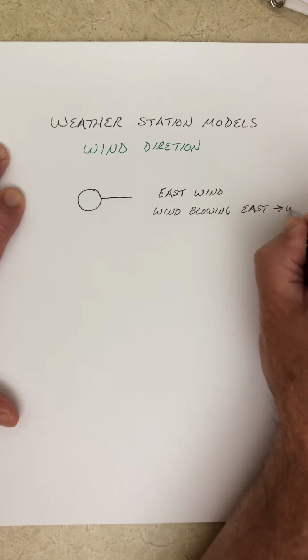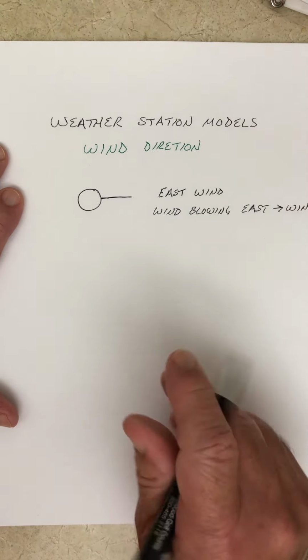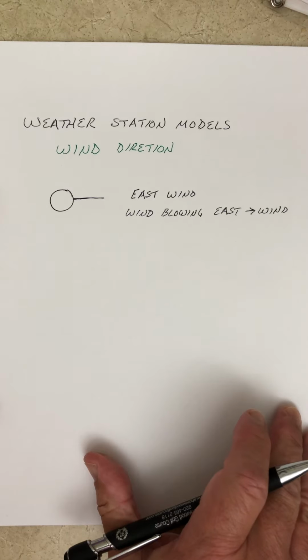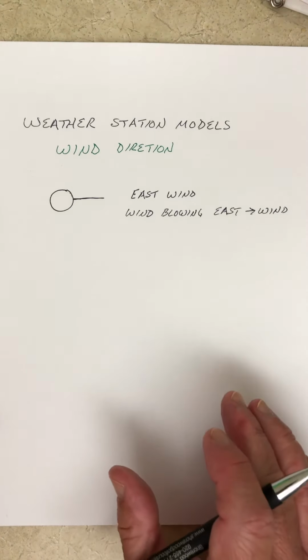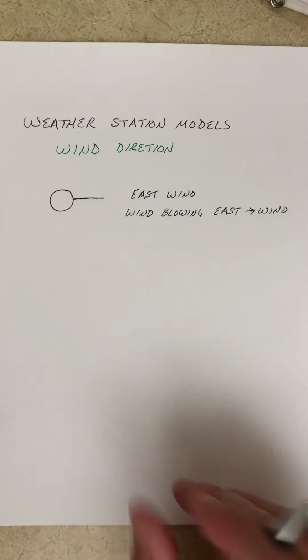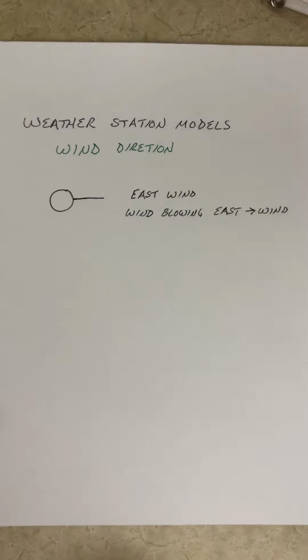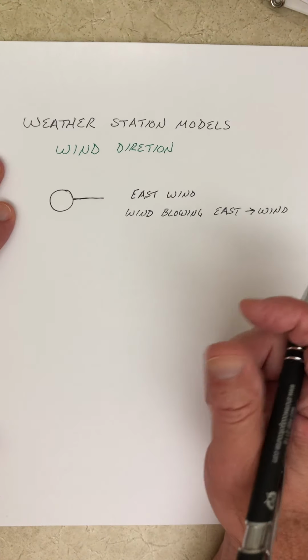Okay, so if you live on the shoreline of Lake Michigan, and so Sheboygan, Algoma, Kewaunee, Manitowoc, any of those locations, and you've got an east wind, that wind is going to be blowing off of Lake Michigan, okay, and onto shore.